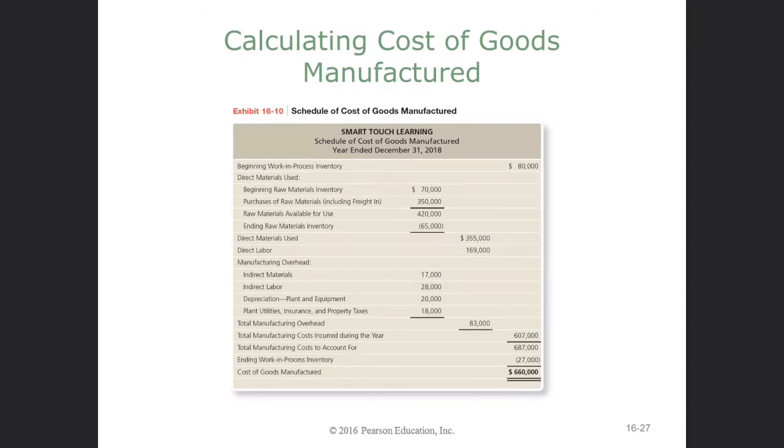So when we calculate the cost of goods manufactured, we start with our beginning work in process inventory. We have listed here all the different direct materials that we used. So to determine your direct materials account, you're going to take the beginning raw materials inventory plus whatever purchases of raw materials, including your freight, which is going to give you your raw materials that are available for use. Then you're going to subtract out whatever the ending balance of that account is at the end of the period.